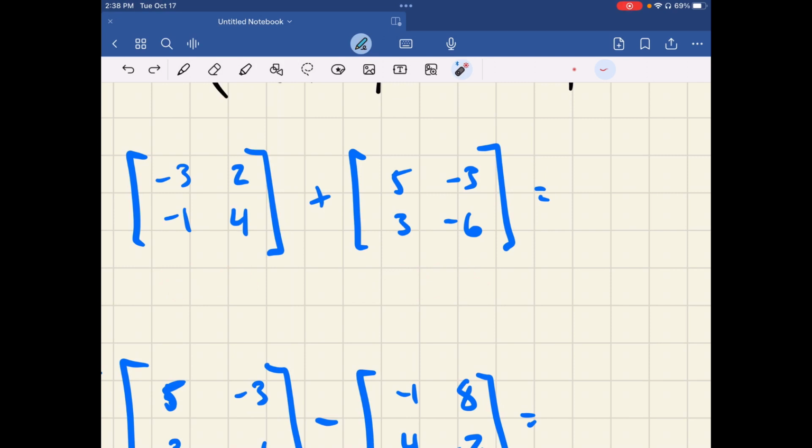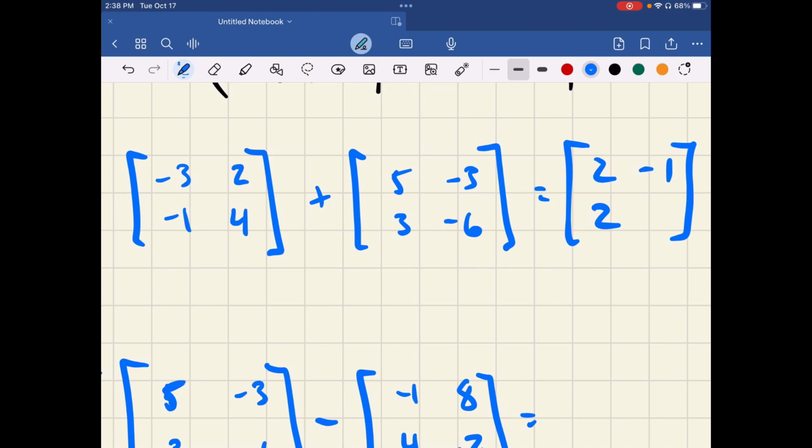I'm going to add those together. I'm going to take numbers that are in corresponding positions. I've got -3 and 5 both in the top left-hand corner, so I add those together and get +2. Next, 2 plus -3 gives me -1. Then -1 and 3 give me +2. And finally, 4 minus 6 gives me -2. All I'm doing is taking each of the numbers in corresponding positions and adding them together.